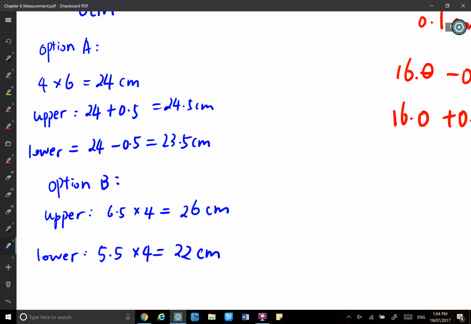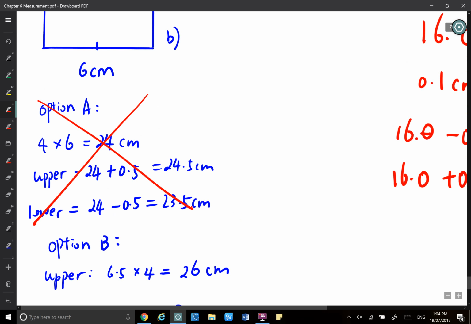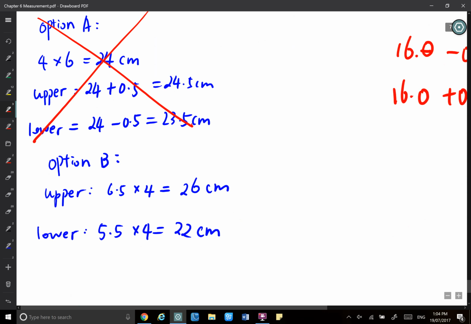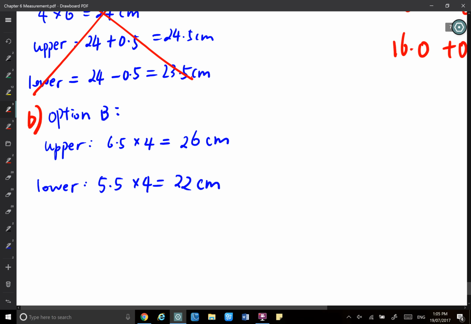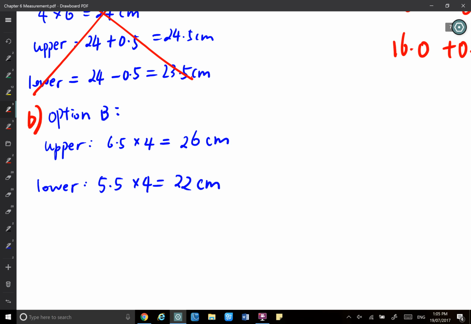B. You will choose B because the perimeter will change according to the change of the length of the side. So what do you have for your side? The lowest value for that side is 5.5. The highest value for that side is 6.5. Then you will have a largest perimeter and a smallest perimeter. So you will use the length times 4 to calculate the upper and lower perimeter. You won't use option A. So choose option B: use the lower and upper length to find the upper and lower perimeter.